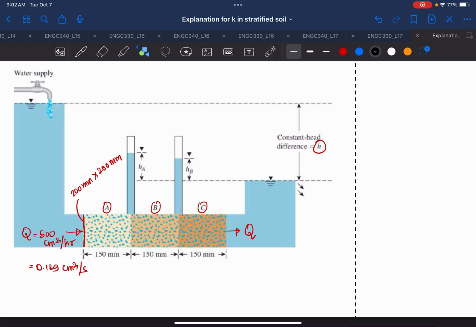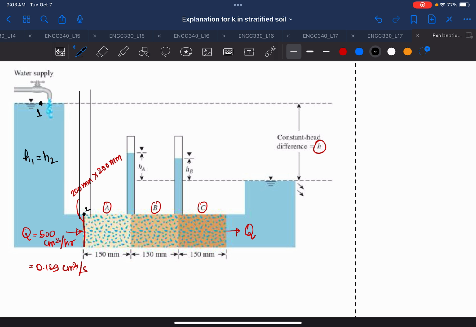Let's say that if you put a pressure tube or pressure gauge, you will see that, as we have learned from Bernoulli's equation, the energy at 1, the total head at 1, is also equal to the total head at 2. You'll find that H1, which is your total head, will be equal to H2 using Bernoulli equation.